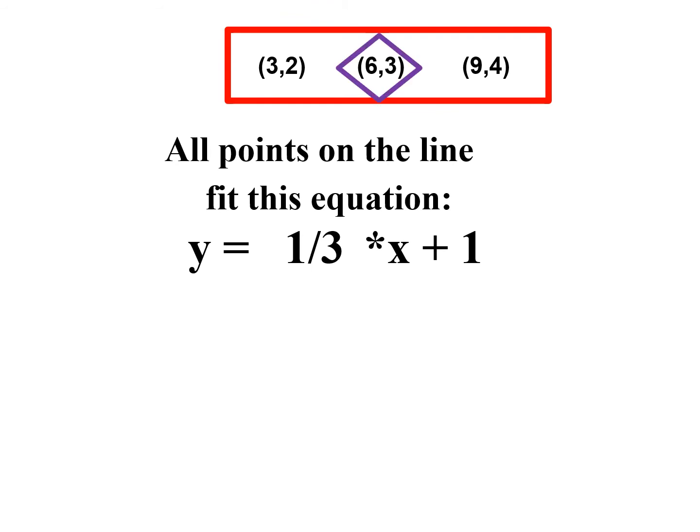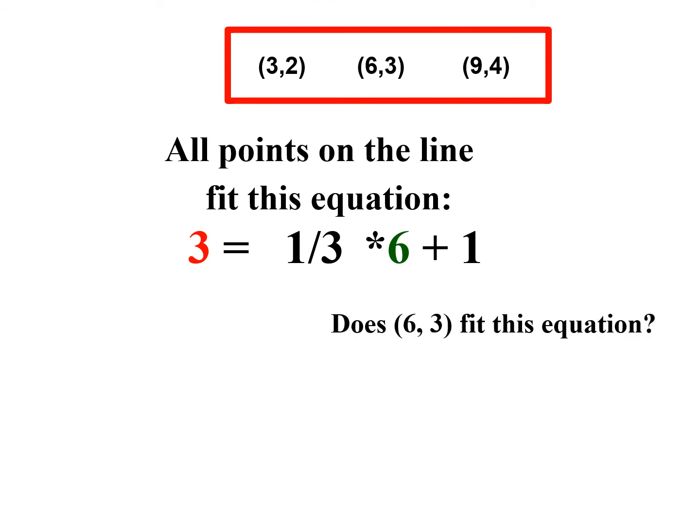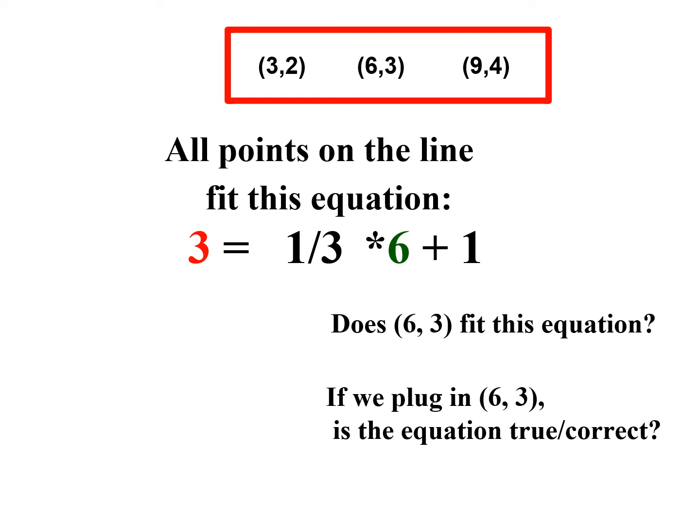We'll use the point 6, 3 next. The point's y-coordinate is 3, so we'll plug in the value of 3 into the equation. The point's x-coordinate is 6, so we can substitute 6 into the equation. And now we have this equation. 3 is equal to 1/3 times 6 plus 1. And we have the same question as we had about the other point. Does the point 6, 3 fit this equation? Or, said differently, if we plug in 6, 3, is the equation true and correct?